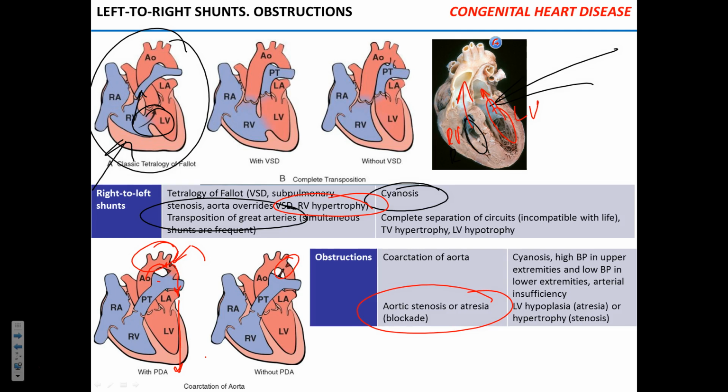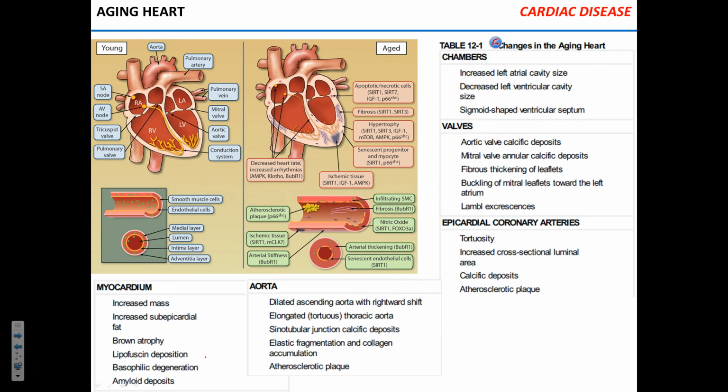Understand that in the transposition of the great arteries, you have complete separation. Why is it incompatible with life? Because you have absolute separation of two circuits. Does that make sense? And in terms of the coarctation, just know what it is, that it's narrowing down the lumen of the aorta. Does that make sense? Now, what happens? That's a lot.